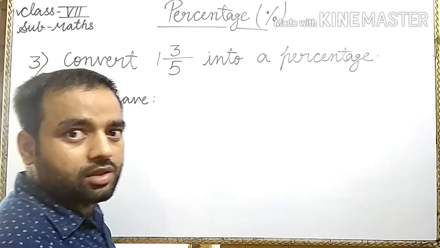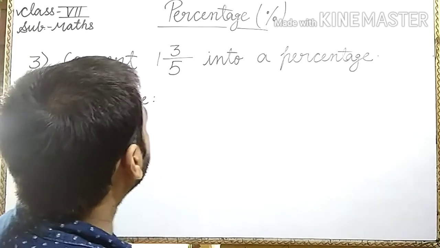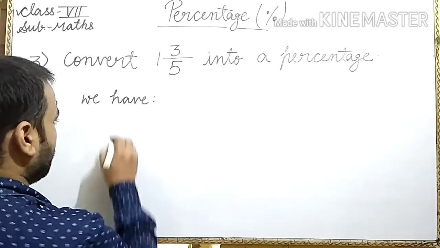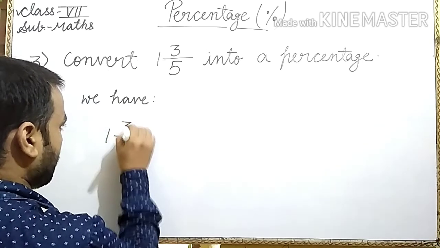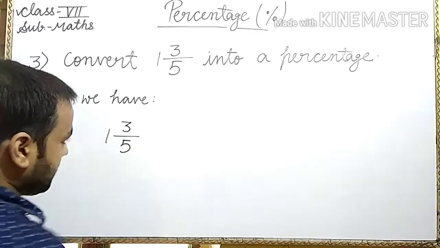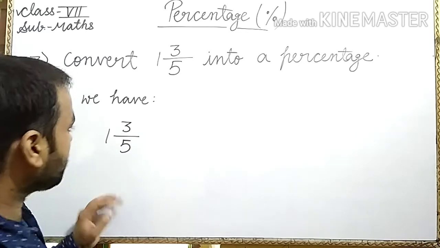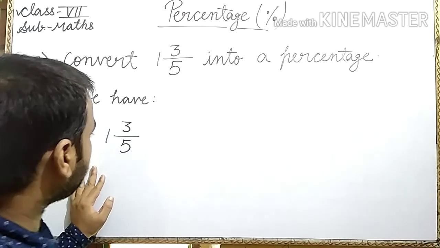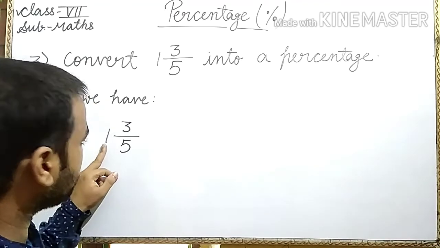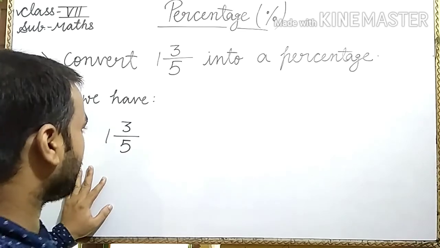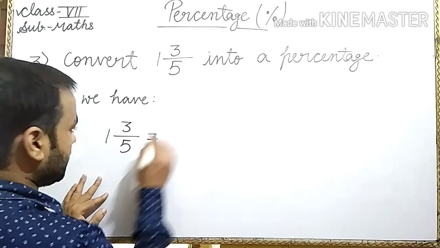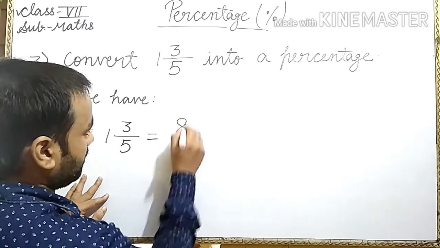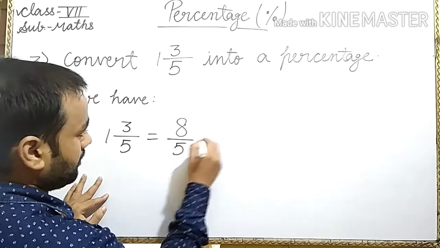In question number 3, convert 1 whole 3 by 5 into a percentage. So we have 1 whole 3 by 5. This type of fraction is a mixed fraction. Is it clear? First of all, convert the mixed fraction into an improper fraction. 1 times 5 plus 3 is 8 upon 5.